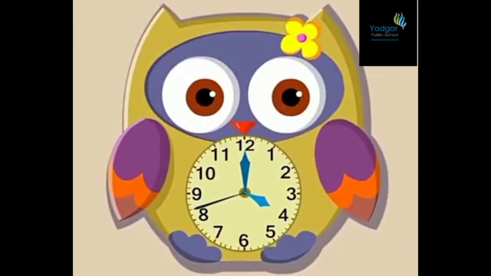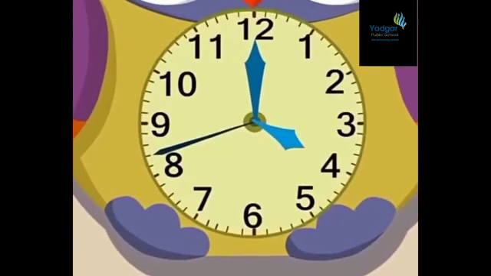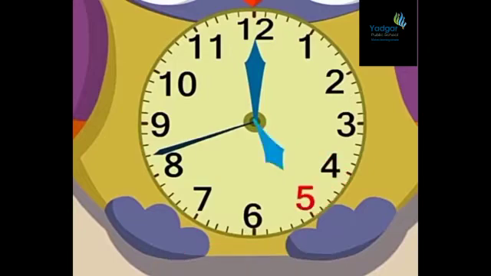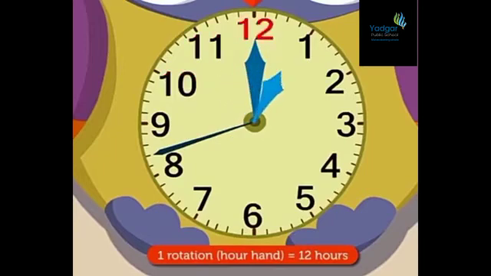Look at Alicia's clock. You will see 12 numbers on the face of a clock. Each number tells us the time in hours. An hour hand moves from one number to another in 60 minutes. It completes one rotation in 12 hours. Therefore, in a day, it rotates twice.